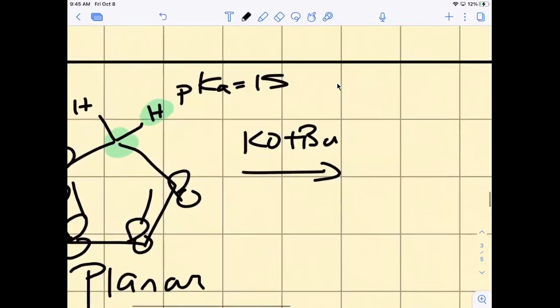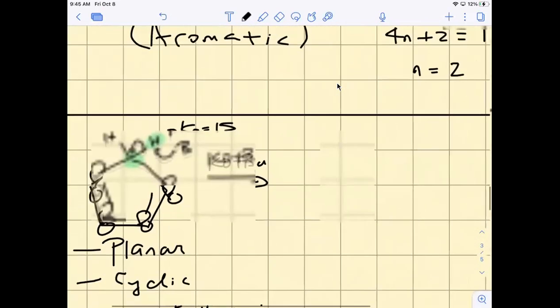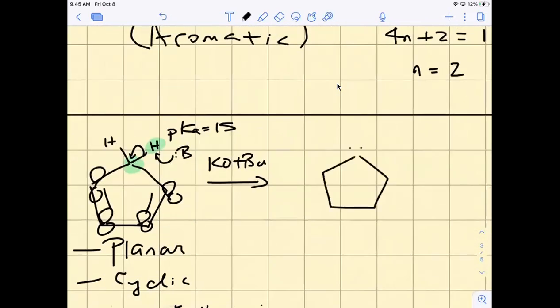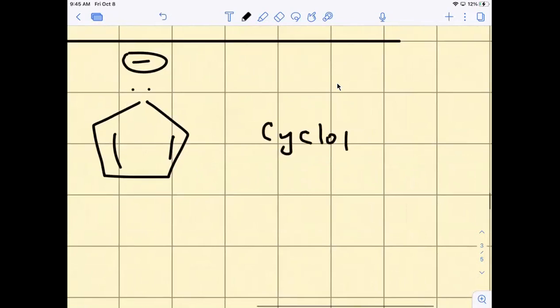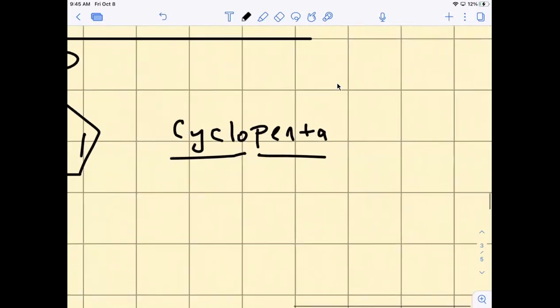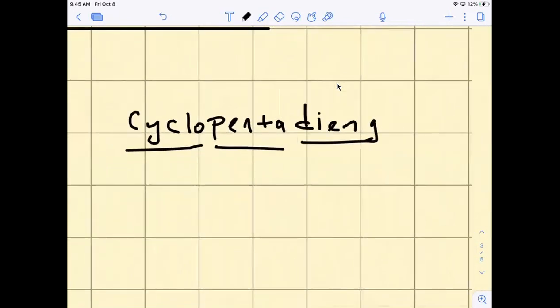And let me just show that real quick. I'm just going to abbreviate the base as B. Bring that in there and do a proton transfer to the base. So what I end up with now is what we call the cyclopentadienyl anion. Cyclo because it's a ring, penta because it has 5 carbons in the ring, diene because it has 2 alkenes in the ring, and then the -yl part because now it's an anion.